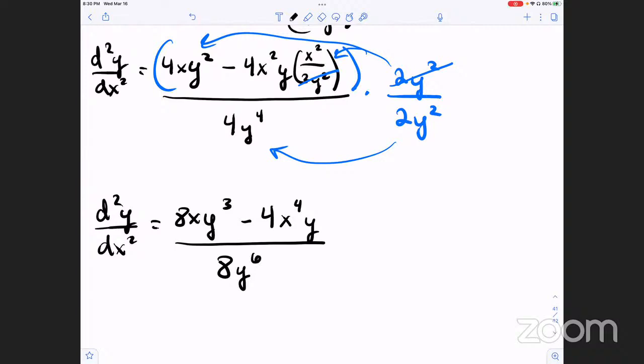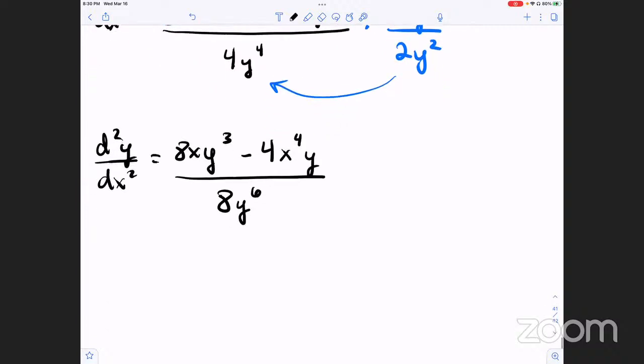So basically, what is it? It's 2y squared to the power of 3. So the 2 cubed is 8. Y squared to the power of 3, 3 times 2 is 6, right? Okay, I think we're okay there. And then we can simplify this. We have a greatest common factor. So let's simplify this a little bit further.